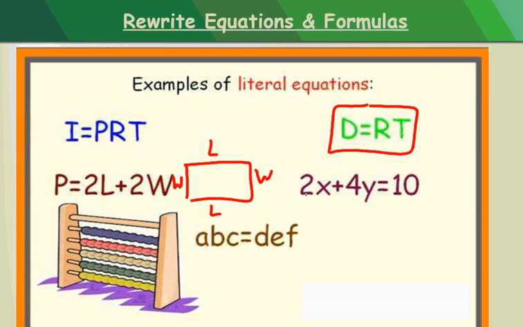This is just a formula, 2x plus 4y equals 10, just a specific equation. And this would just be one that was given to us. a times b times c is equal to d times e times f. So all those are examples of literal equations.